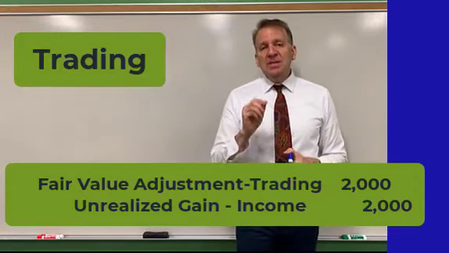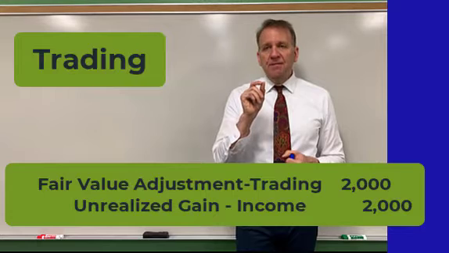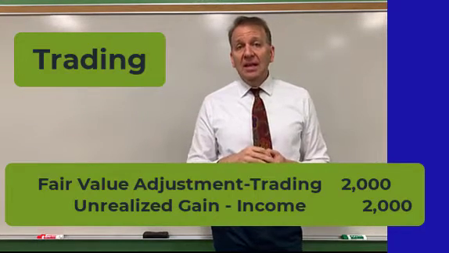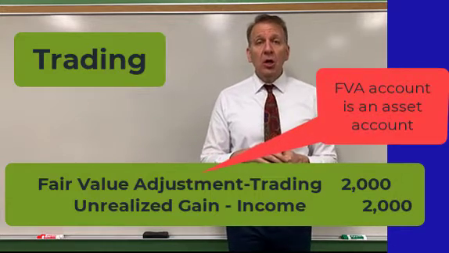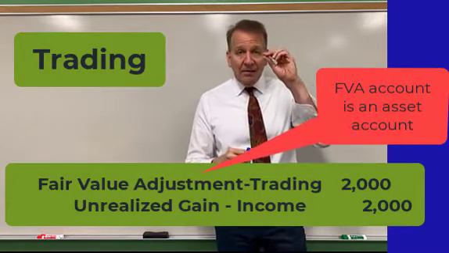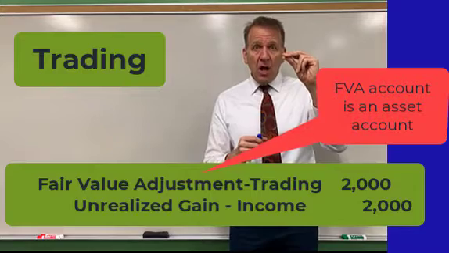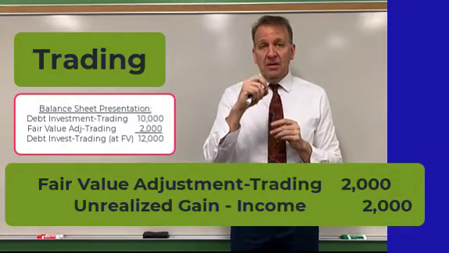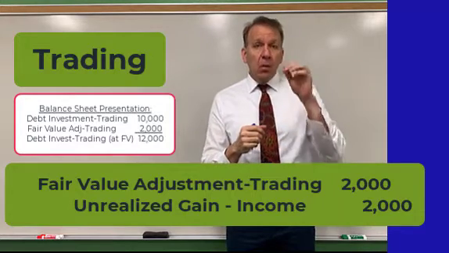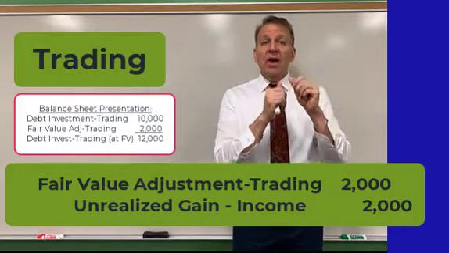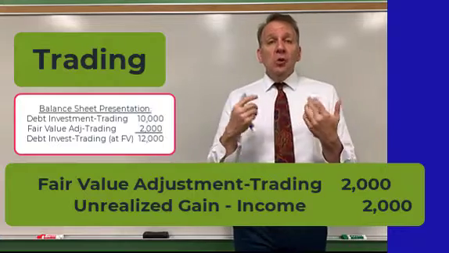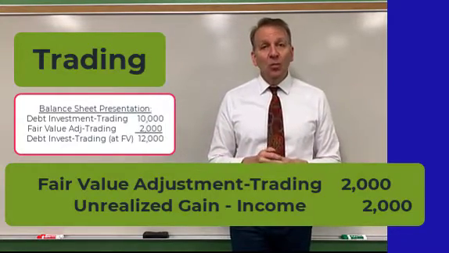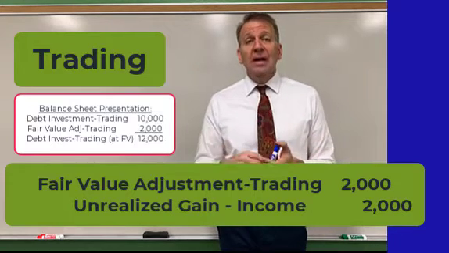Let me point something else out here. This fair value adjustment account, this debit of $2,000, is an asset account. So it's going to go with the portfolio. The portfolio will have a balance of $10,000, but it will also have this fair value adjustment account that goes with it. In this case, the portfolio was $10,000 and the fair value adjustment is $2,000, so the overall balance is $12,000, which is the value of the portfolio right now.